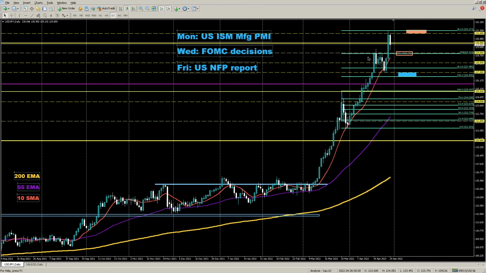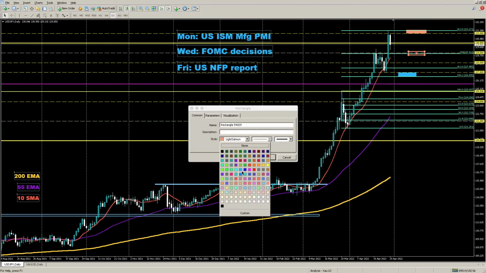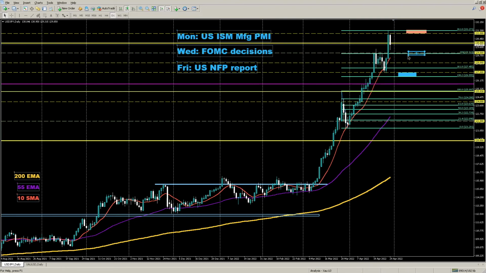All right. This level here would now be 129. It's going to be interim support. This zone will now be key support where it started to turn around and bounce back up, so from the 127 to the 162 FIB extension.